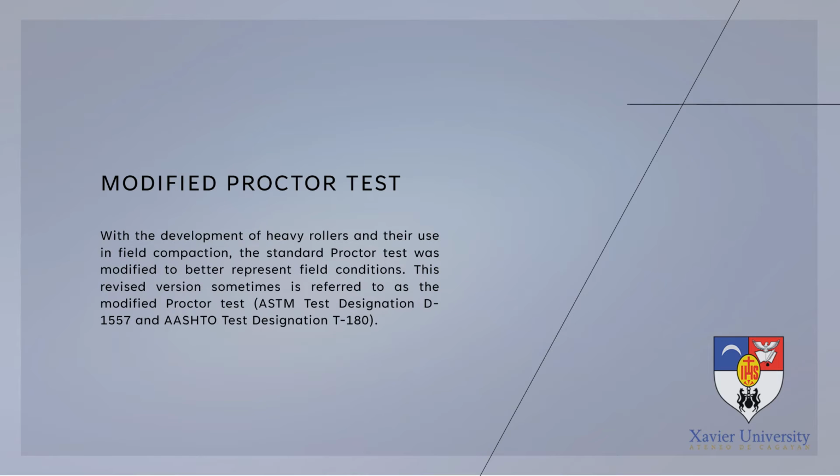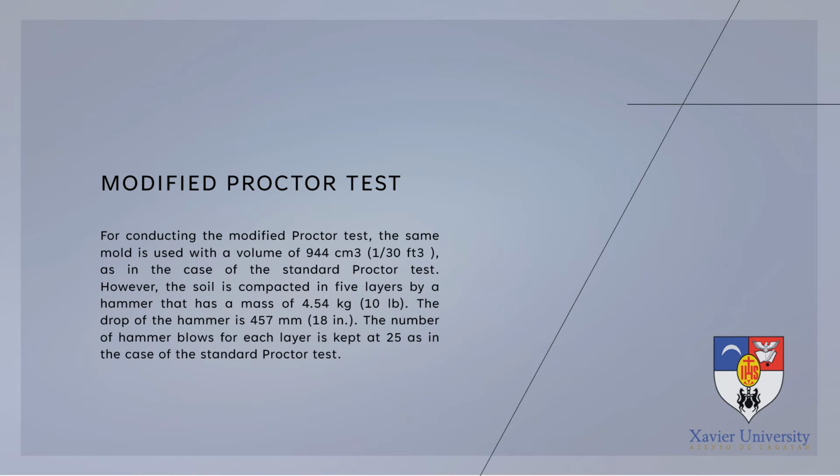So basically, the mechanism of this modified Proctor test is just the same as the standard Proctor test. We compact the soil in a mold, with the soil containing varying amounts of moisture content. It is just that the difference between them is the size of the mold and the rammer that is being used. For conducting the modified Proctor test, the same mold is used with a volume of 944 cubic centimeters as in the case of the standard Proctor test.